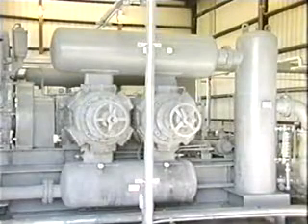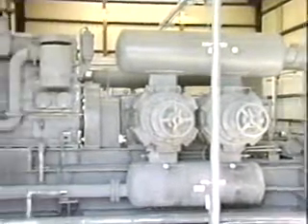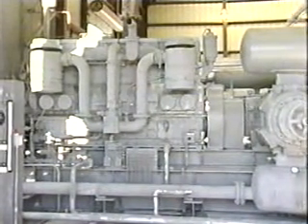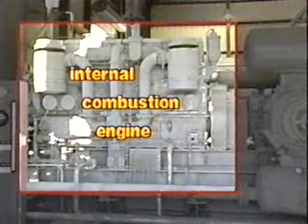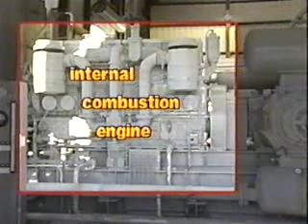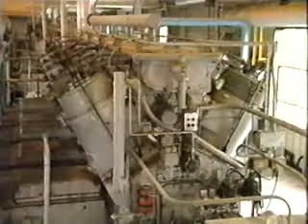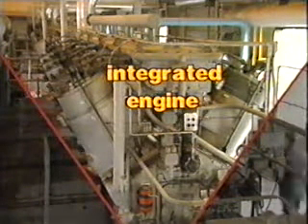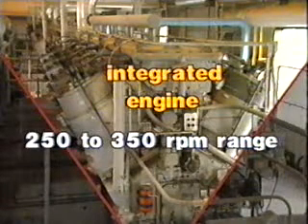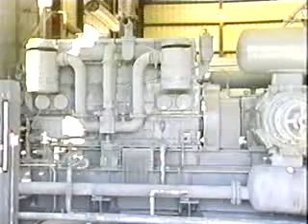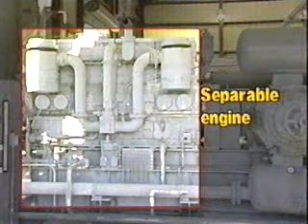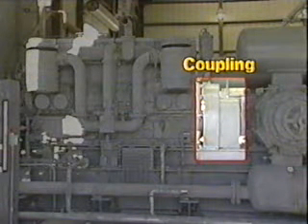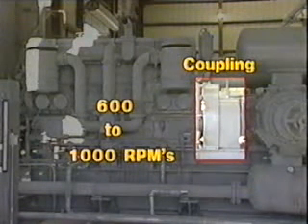Internal combustion engines, however, are still the most common prime movers for reciprocating compressors. They are either a 2-cycle or 4-cycle engine. Engines for compressor packages are considered either integrated or separable. Integrated engines are a part of the compressor frame and cannot be separated from the compressor package. They operate in the 250 to 350 RPM range. Separable engines are connected to the compressor with a coupling and can be attached to any load. They usually run between 600 and 1,000 RPMs.